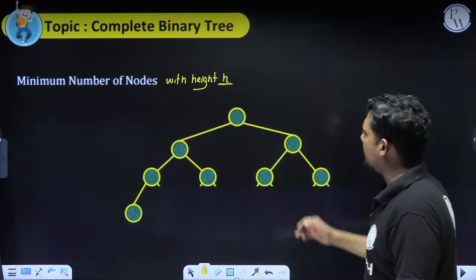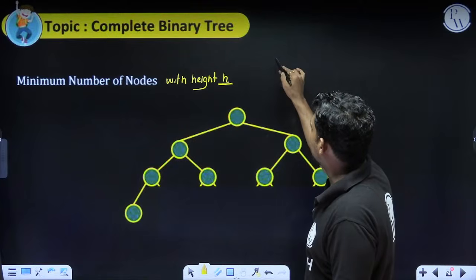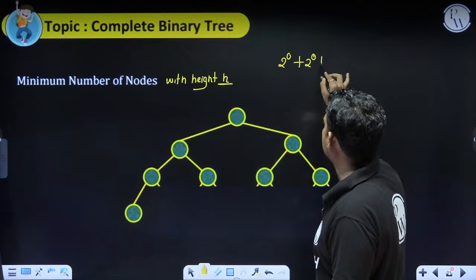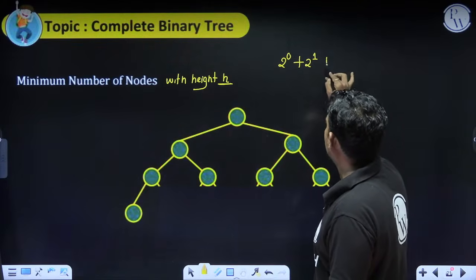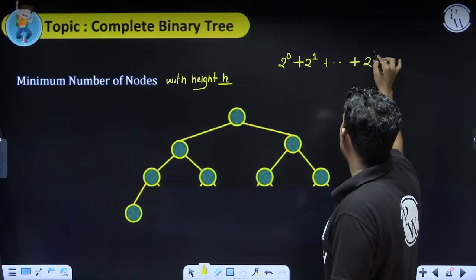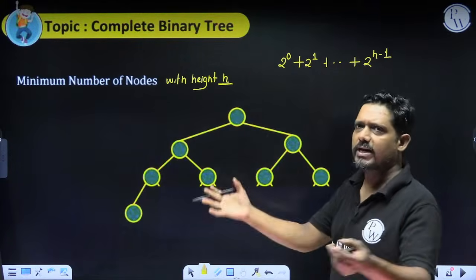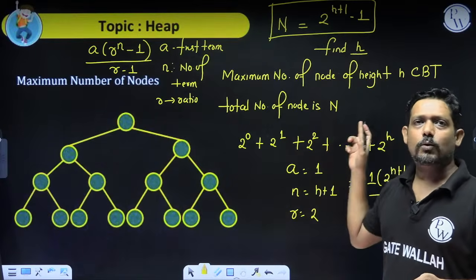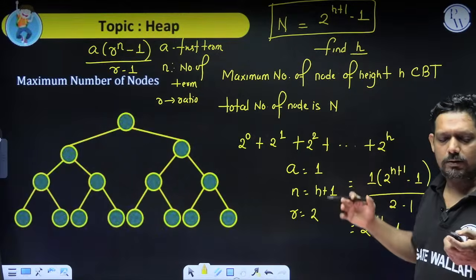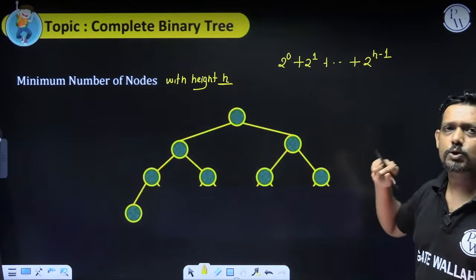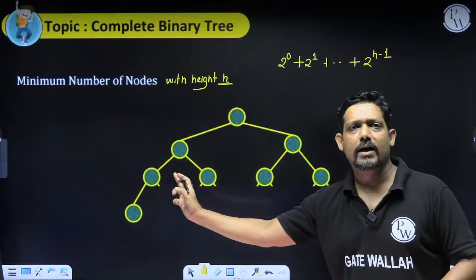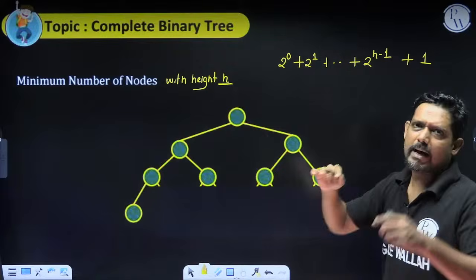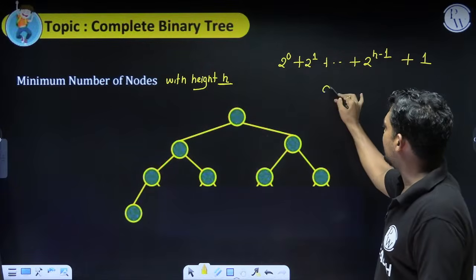Height h, now let's calculate. What will be the total number of nodes? It will continue like previous: 2 to the power 0, 2 to the power 1, and this time only up to h minus 1, because only up to h minus 1 is full. Previously it was h, but now it is full only up to h minus 1, and in the next level how many nodes are we having? 1. So plus 1.